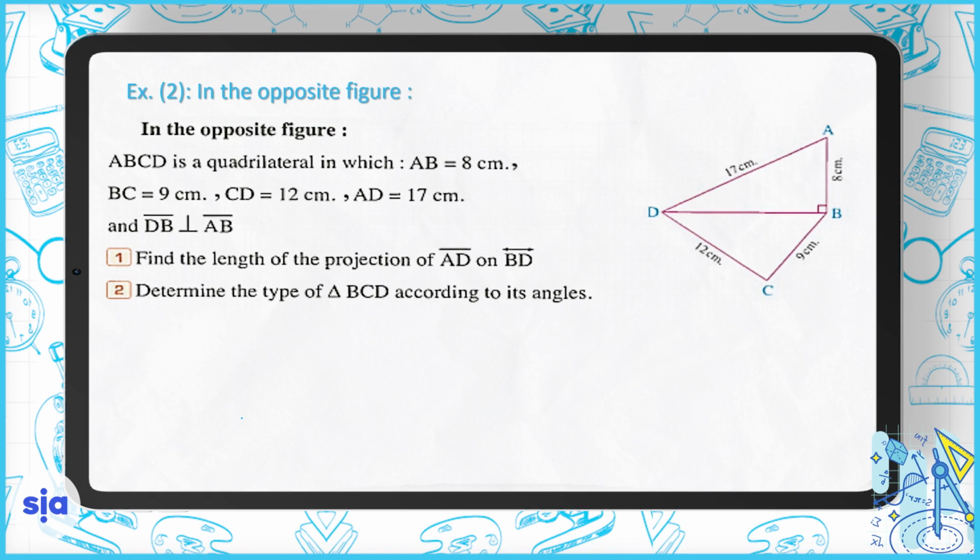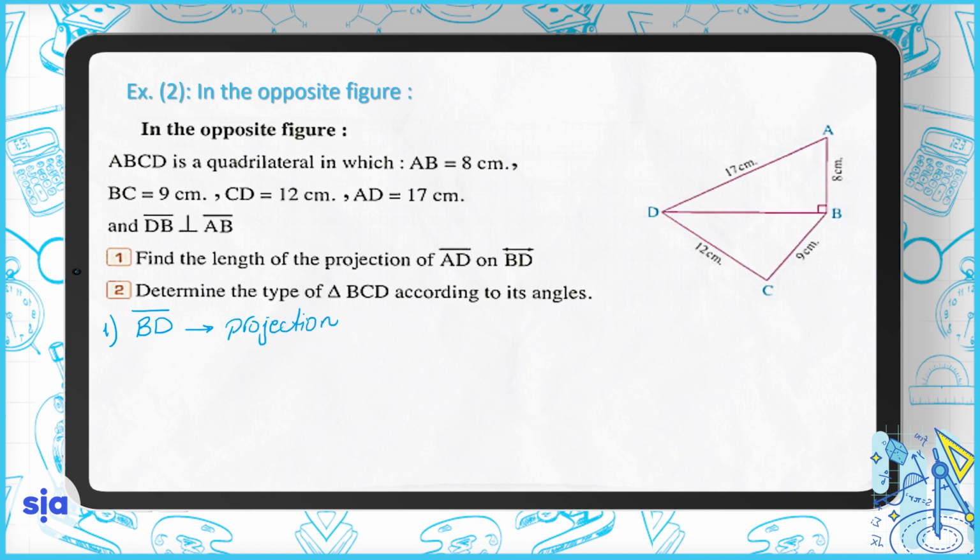In the opposite figure, the question wants me to find first the length of the projection of AD on BD straight line, and second, the question wants me to determine the type of triangle BCD according to its angles. For question 1, the projection of AD on straight line BD is segment BD. So now this is the projection.